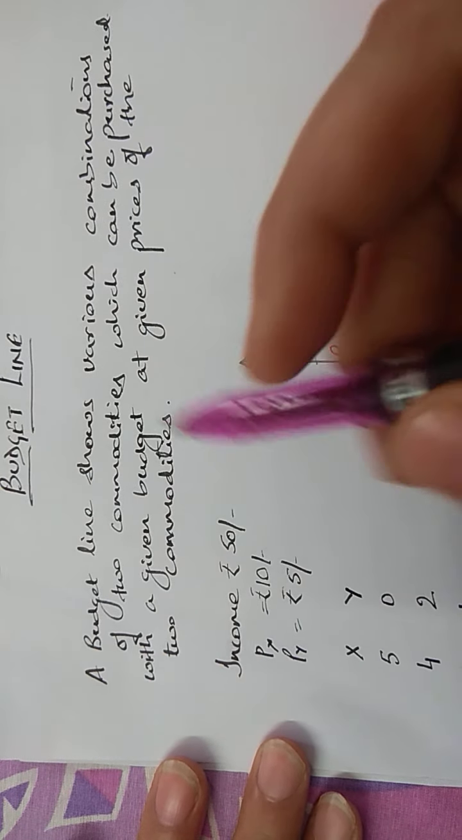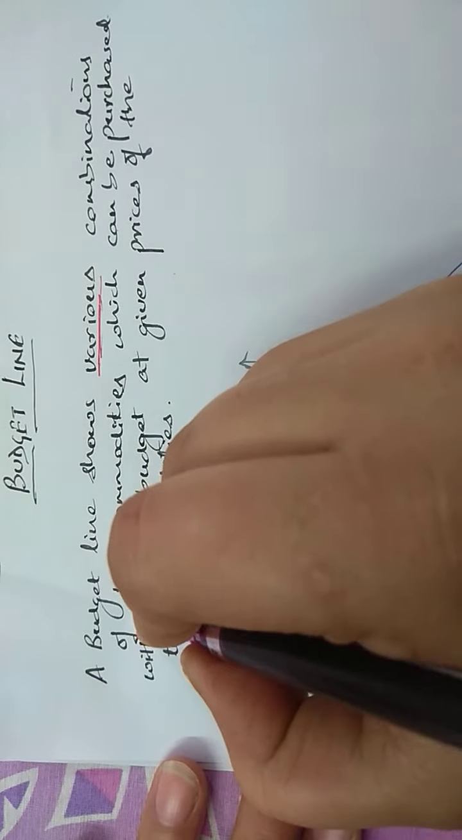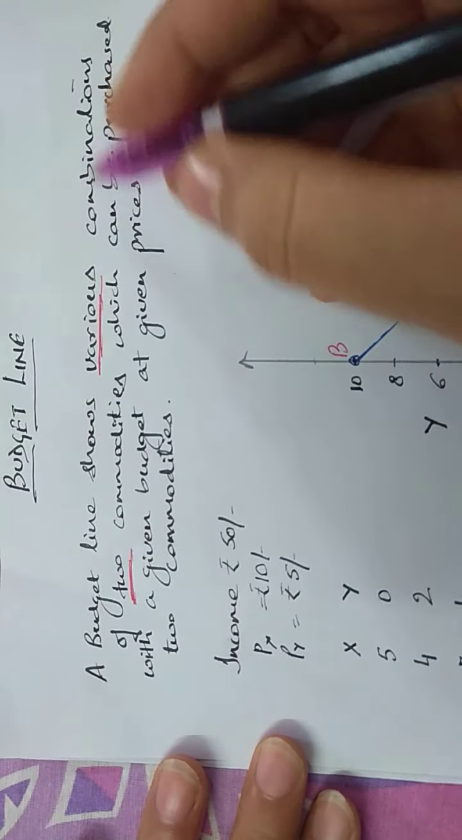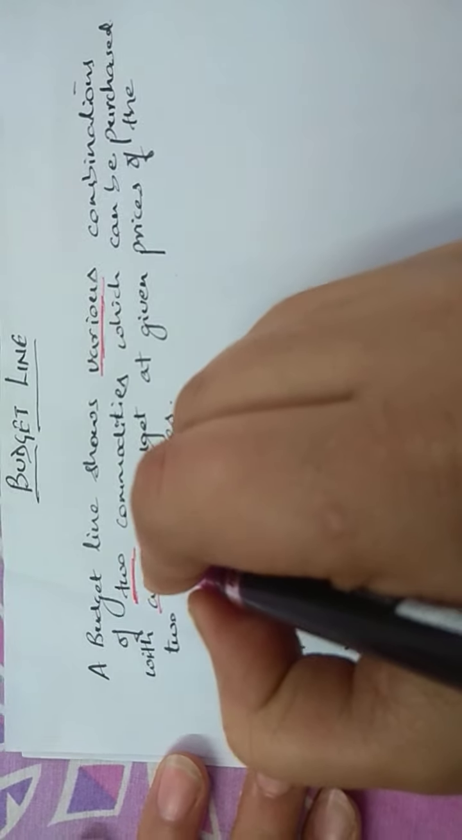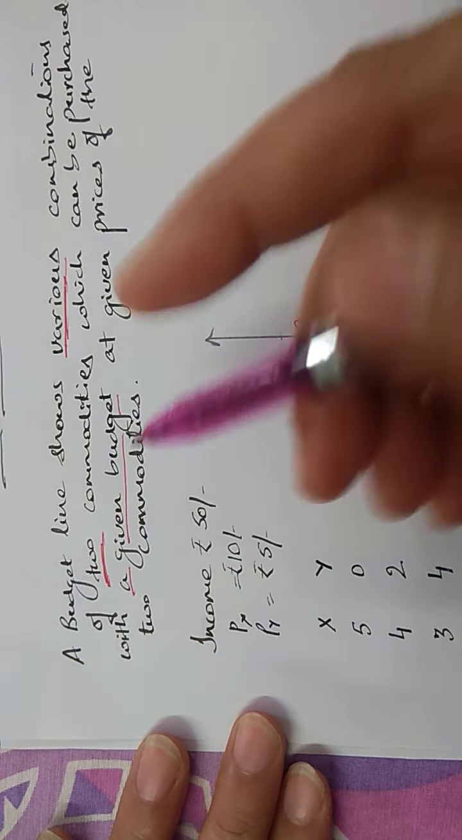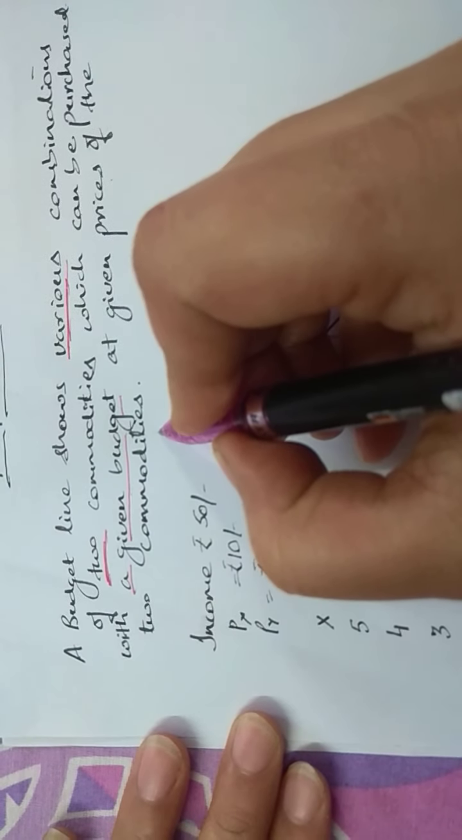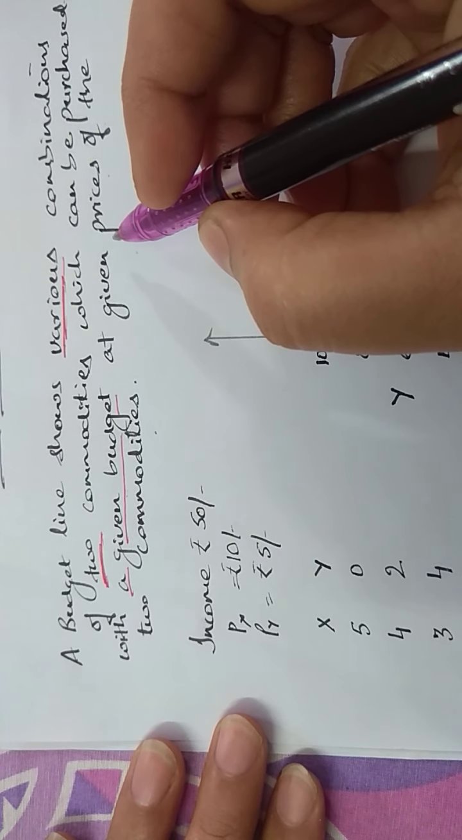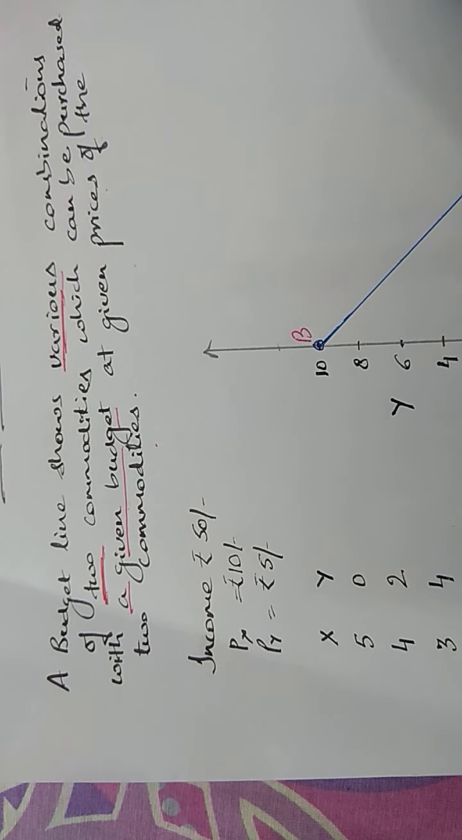Now, a budget line shows various combinations of two commodities which can be purchased with a given budget. That means we are talking about the combinations of two commodities which could be bought with a given budget or income of the consumer and at given prices of the two commodities. For a specific price of two commodities and income, we will have one budget line. And if the prices or the income change, then the budget line would change. It would not remain the same.